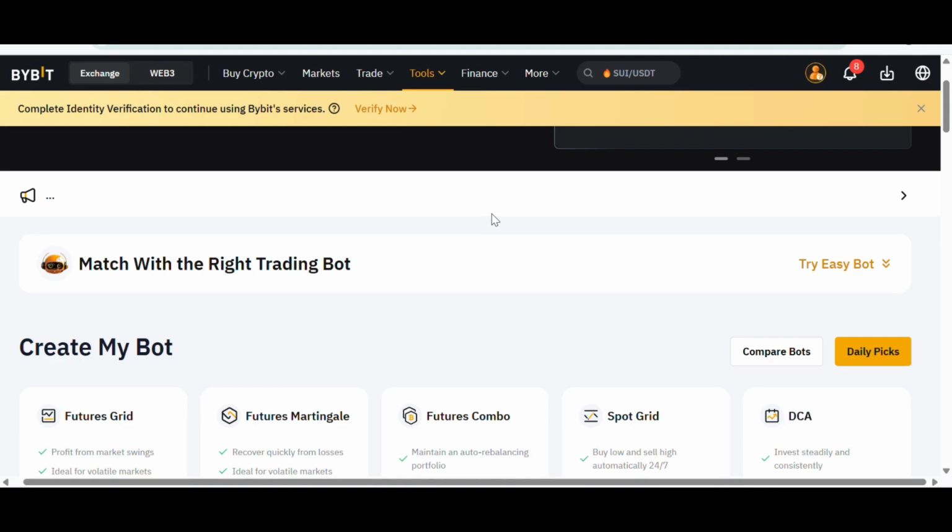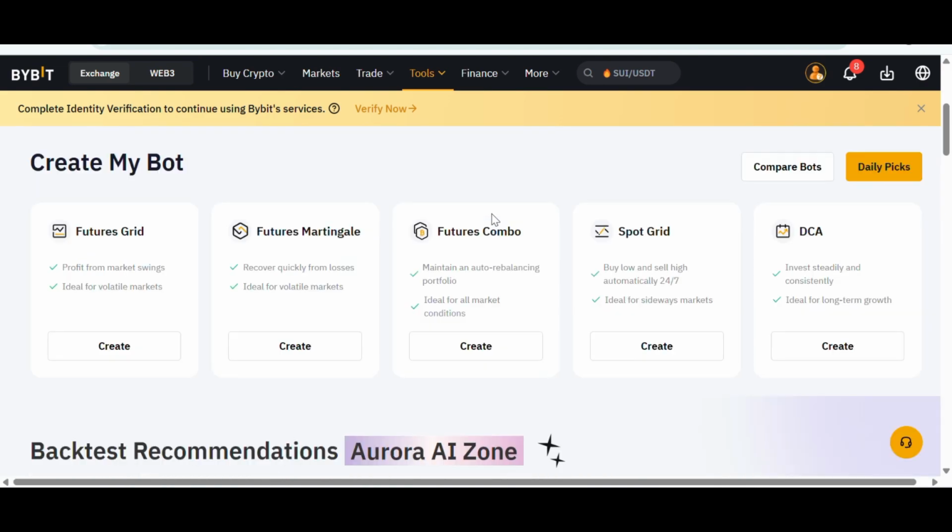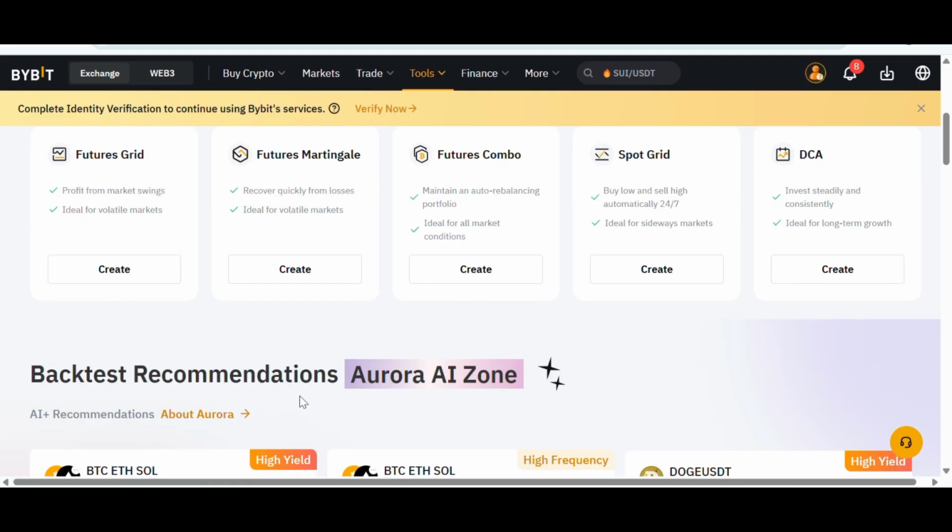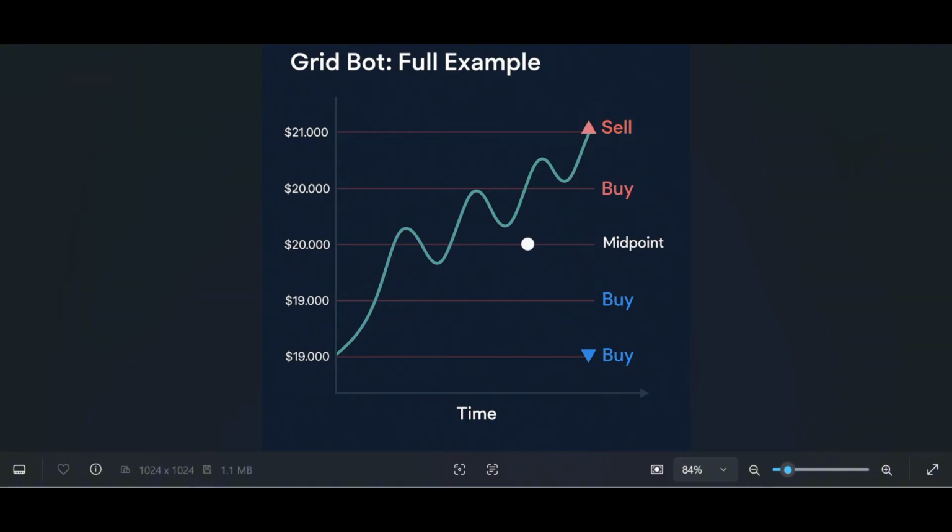A grid trading bot is a type of automated trading system that aims to capitalize on market volatility by placing a series of buy and sell orders at preset intervals within a defined price range, like I just told you before over here, and upper and lower boundaries. These define the price limits within which the bot will operate.